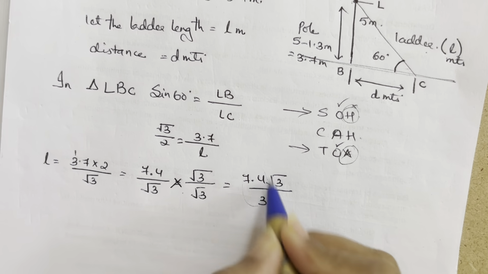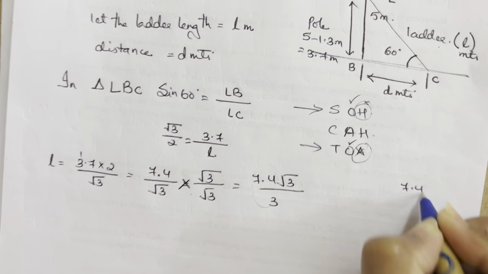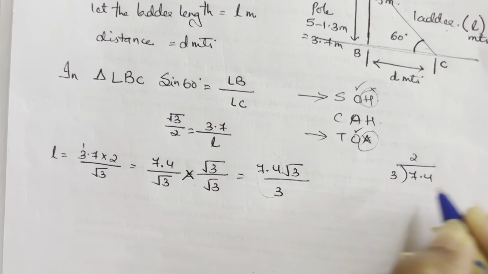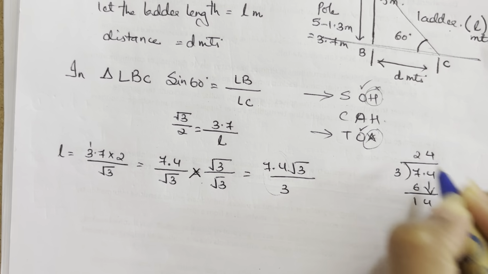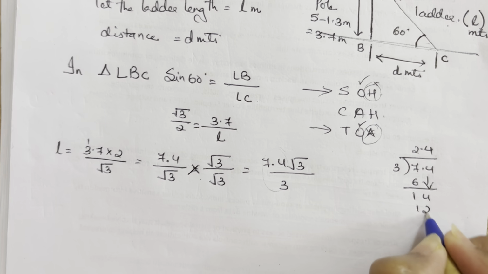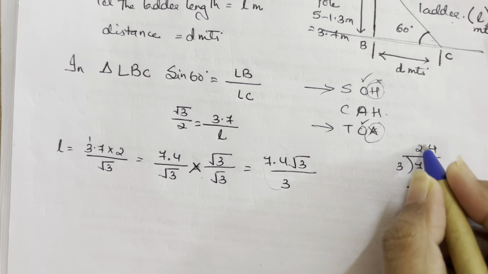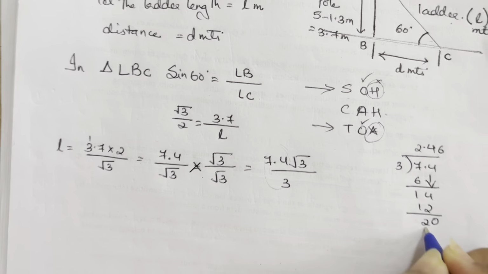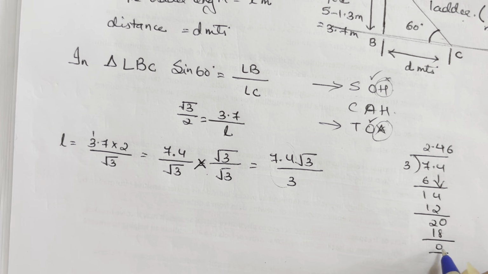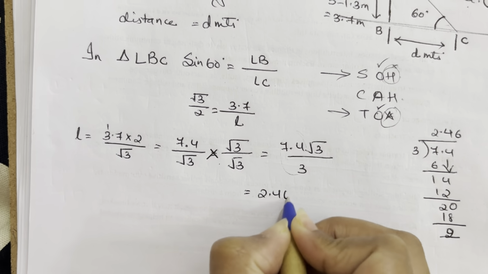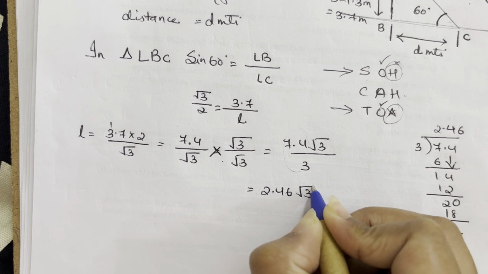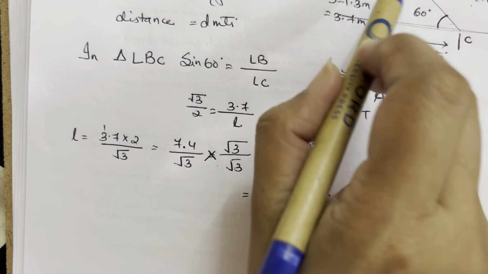Okay, 7.4 divides by 3. 3 twos are 6, 1, and bring the 4 down. 3 fours are 12, and the decimal is already there. Take a 0. 6 times 3 is 18, and so it will continue to go ahead. So it is going to be 2.46 root 3 meters, which is the length of the ladder.